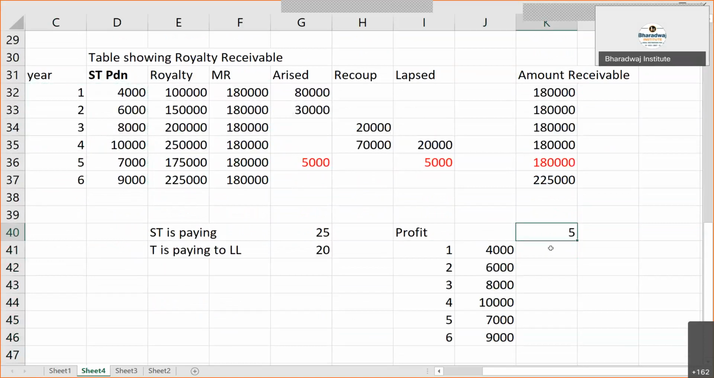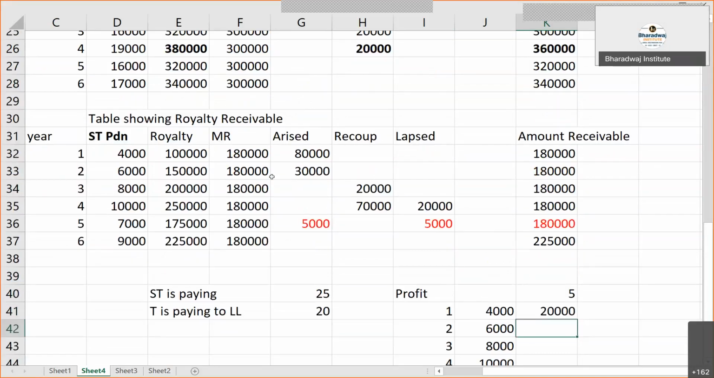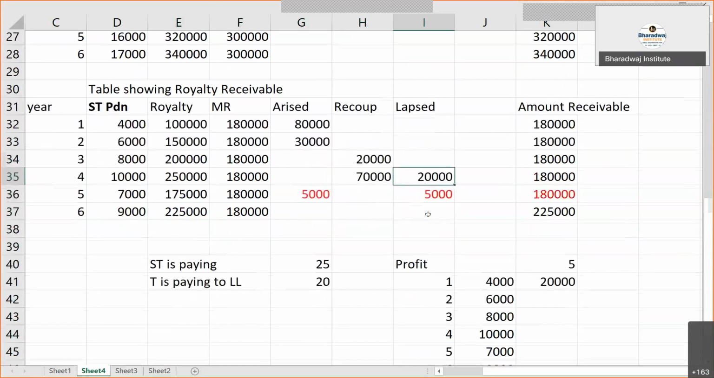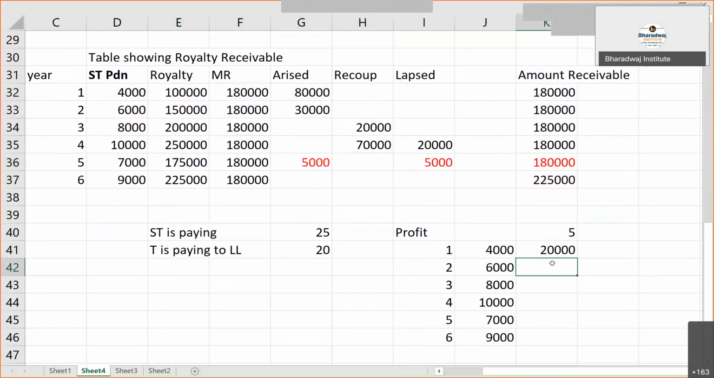Sir, for the fourth year, is it 70,000 or 90,000 recoup? Fourth year, 2 lakh 50, 1 lakh 80. What is the difference? 70,000 is the recoupment. And 20,000 is lapsed because out of 1 lakh 10,000, total 90,000 is recouped, 20,000 is lapsed. Okay, sir. Thank you, sir.